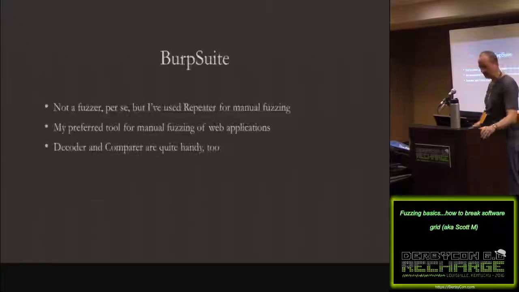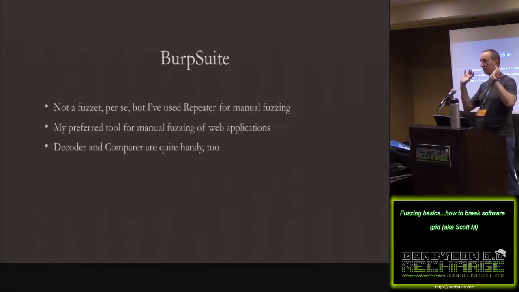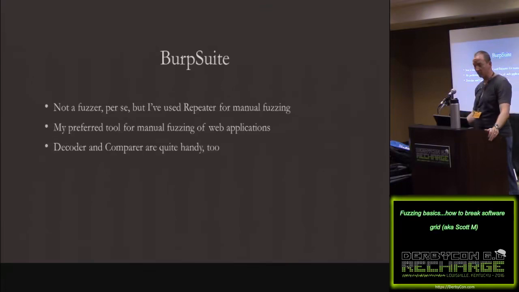Okay, switching gears to Burp Suite. Burp is not really a fuzzer per se, but Repeater is handy if you're doing manual fuzzing because you can just simply grab the intercepted HTTP request, dump it over to Repeater with a right click, and then twiddle with it however you want. I like to use it for manual fuzzing of web applications.